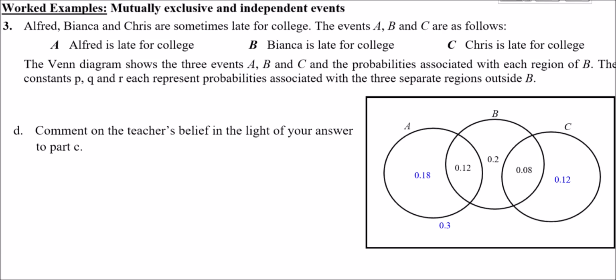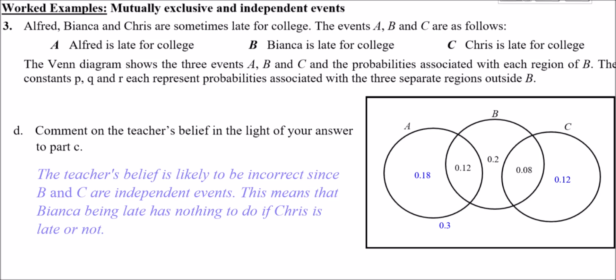Whereas actually what we proved for part C is that whether they are late or not, one's lateness is independent of the other. And so that would seem to say that actually the teacher's belief is likely to be incorrect, since B and C are independent events. So this means that Bianca being late has nothing to do at all with whether Chris is late or not. So I say here the teacher's belief is likely to be incorrect.